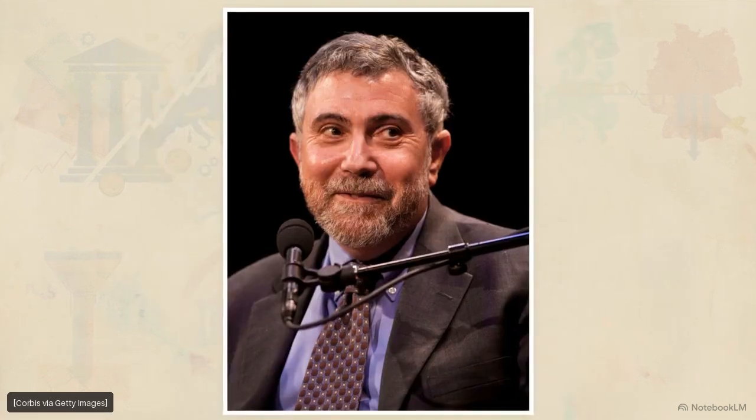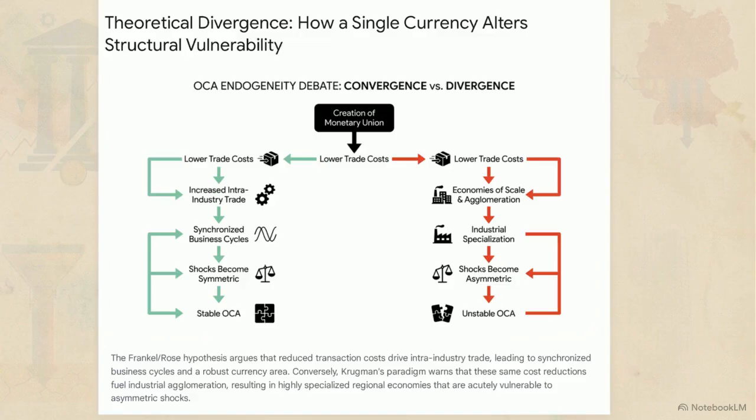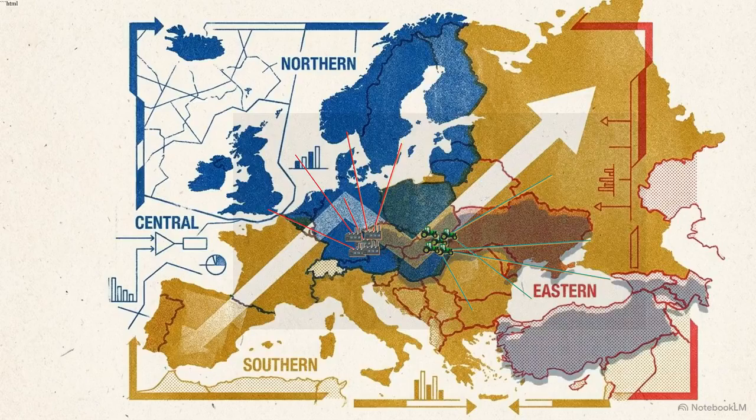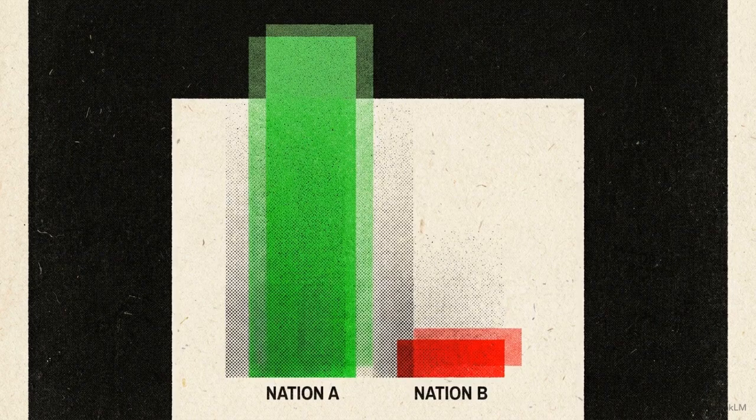A formidable opposing view emerged from economist Paul Krugman, rooted in the Specialization Paradigm. Looking at the right side of this diagram, Krugman warned that eliminating currency risk and trade friction actually causes industries to leverage economies of scale and cluster in specific geographic regions. This agglomeration causes individual member states to become highly specialized in specific industries, guaranteeing that future macroeconomic shocks will be heavily asymmetric and deeply destabilizing to the Union.